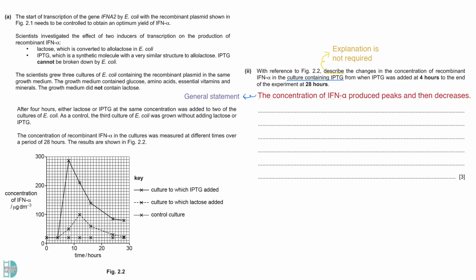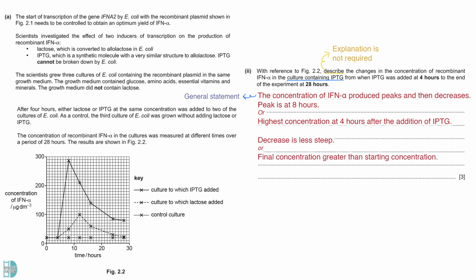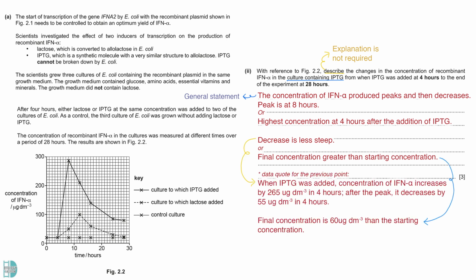First, provide a general statement. The concentration of IFN-alpha produced peaks, or increases and then decreases. Then, describe the peak in the graph. You can get another point by comparing the increase and decrease parts or by comparing the final and starting concentrations. Quoting data for the point will give you the last mark.